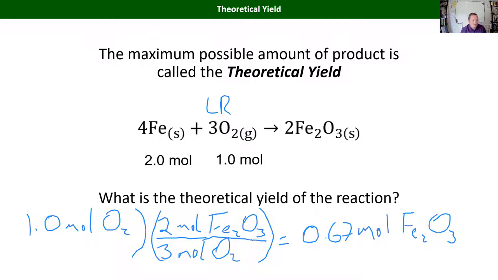That's the amount they call the theoretical yield, because this would be the amount of product we could make if everything went perfectly. It's the maximum possible amount of product, because once we run out of oxygen, we can't keep going. If we used every single molecule of oxygen and turned every single molecule of oxygen into product, this is how much product we could make. So that's our theoretical yield.